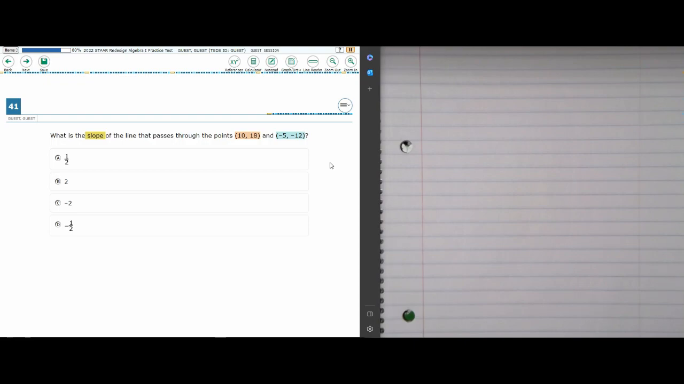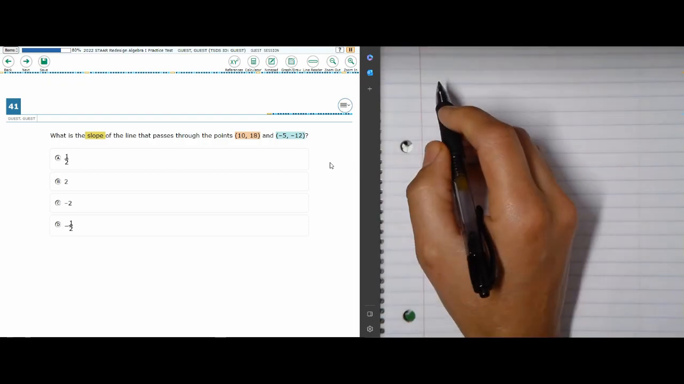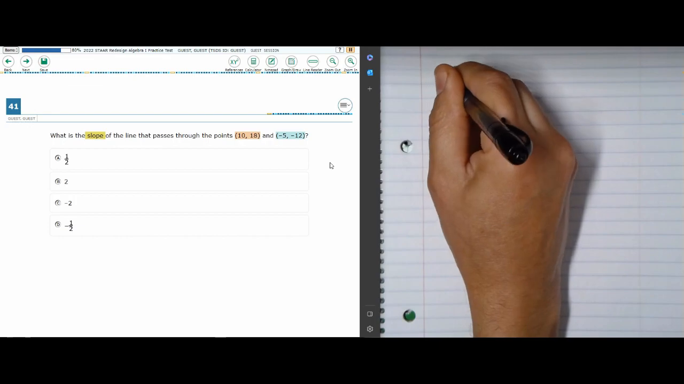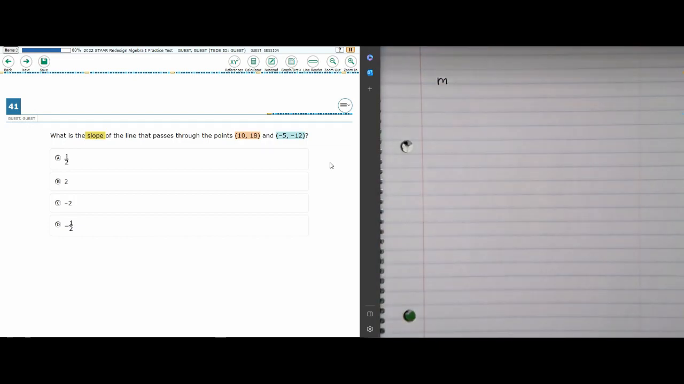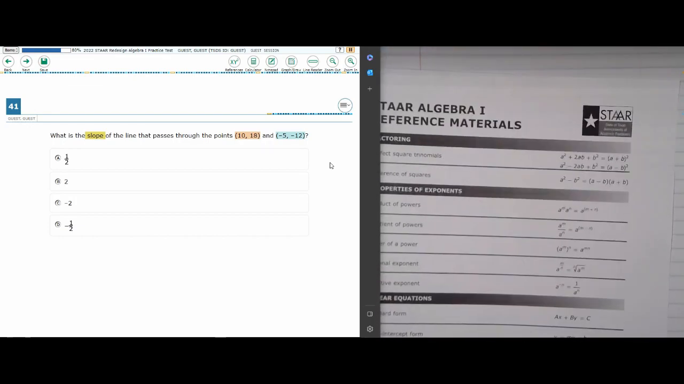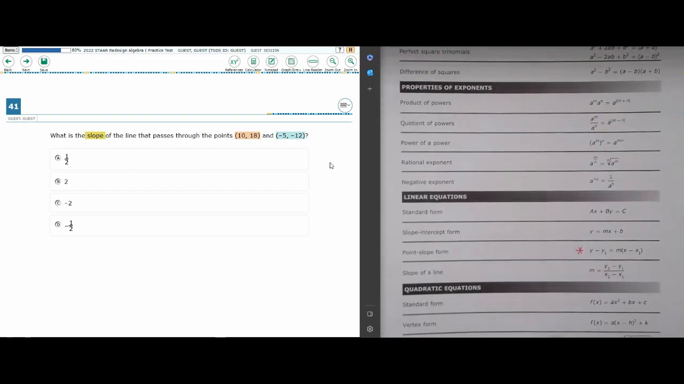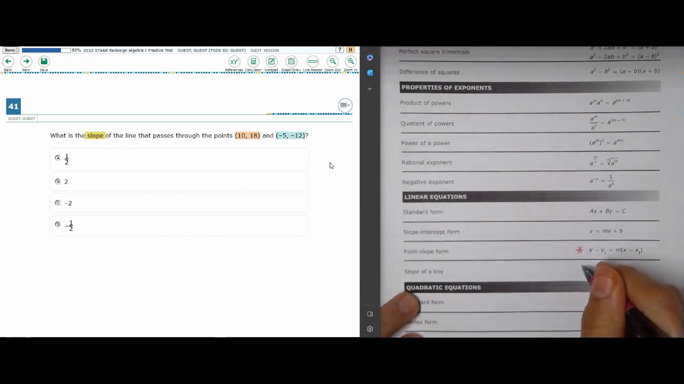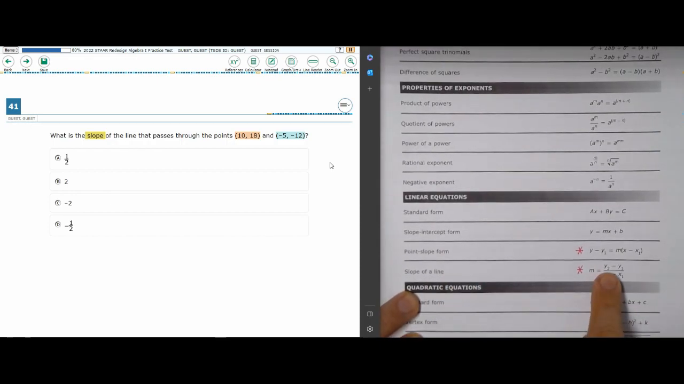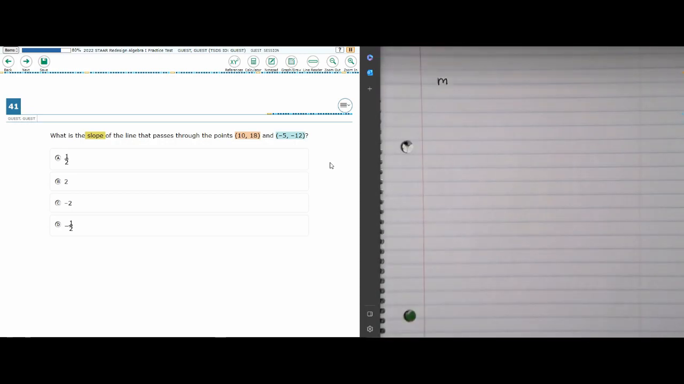Now there's two ways you can do this. You could use the slope formula. And if you forgot what that was, it is actually on your formula sheet. Let me show you right quick. If you get this formula sheet right here, and I move this up and I go to linear equations, notice it says slope of a line. And this is your formula to find the slope of a line. y2 minus y1 over x2 minus x1. So we could definitely do that.